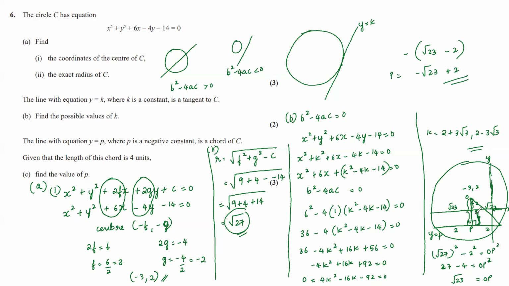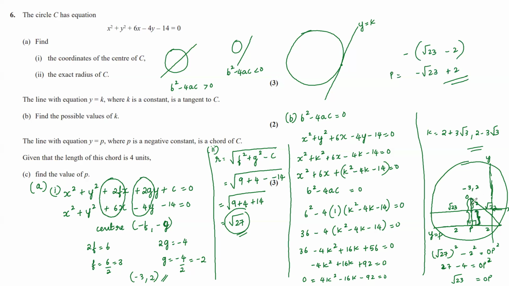I repeat, for the last part, what we did here was the circle and then the center is minus 3 comma 2. If it is minus 3 comma 2, that means it is 2 units above the x-axis.